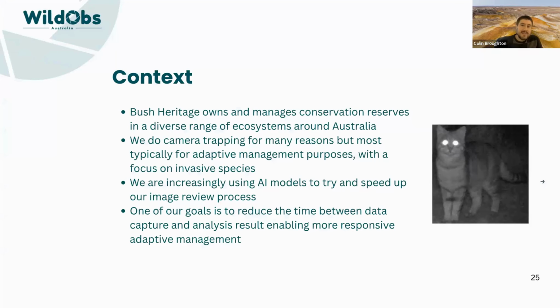Bush Heritage owns and manages conservation reserves in a wide range of ecosystems around Australia, and we do a lot of camera trapping, for many reasons, but typically for adaptive management purposes with a focus on invasive species. And we're increasingly making use of AI to try and speed up our image review process. One of the key goals around this is trying to reduce that time gap between when we capture the data and when we get that analysis result. And this really speeds up and enables our adaptive management cycle.